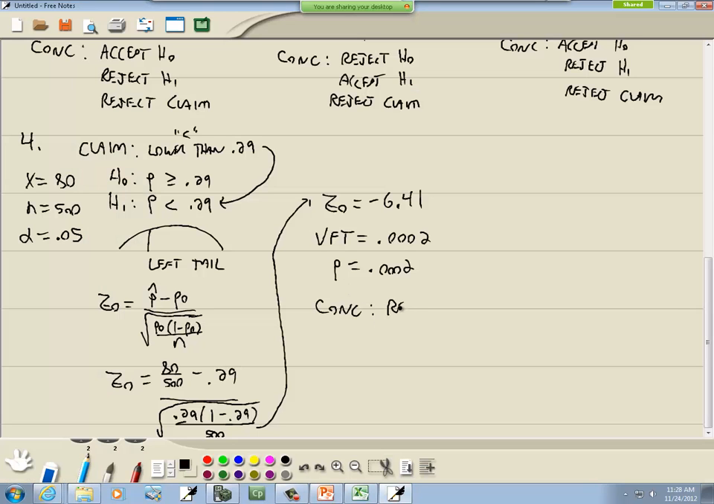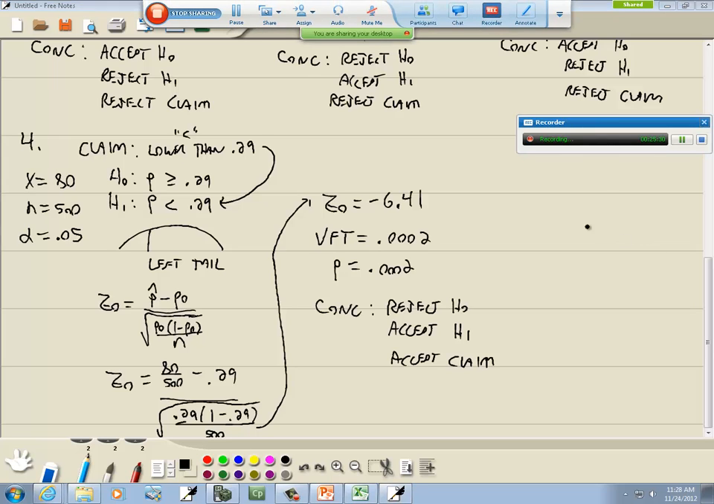Reject H naught, which means we'll accept H1. These are opposites of each other. Now our claim matches H1, so whatever we say about H1 is what we say about our claim. We accepted H1, so that means we'll accept our claim. And that's the end of that section. So let me stop the recorders here.